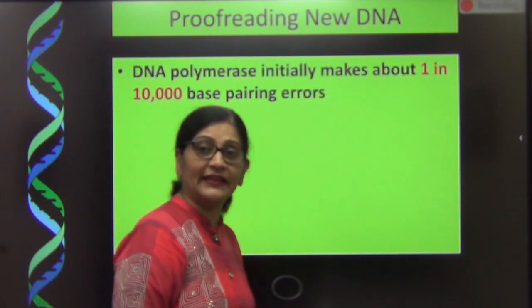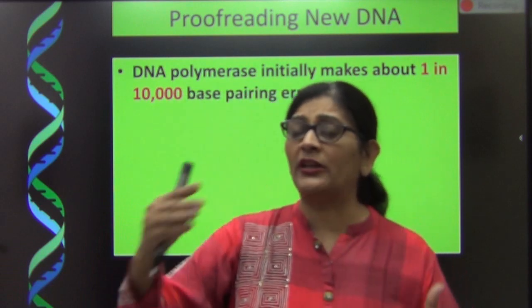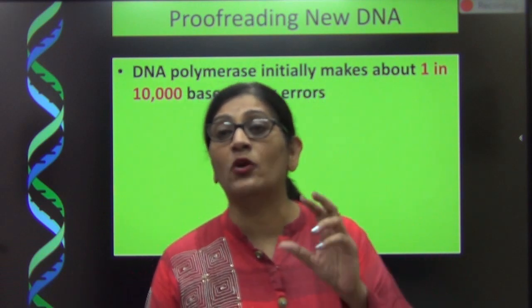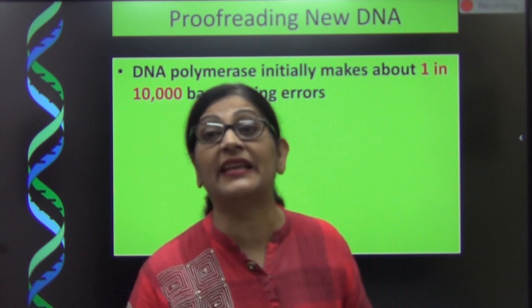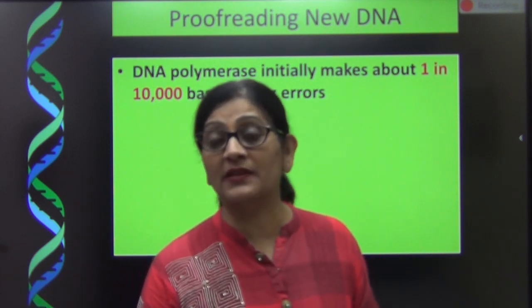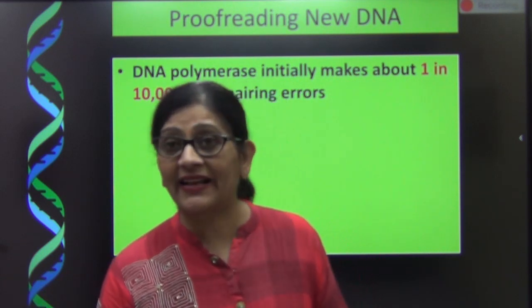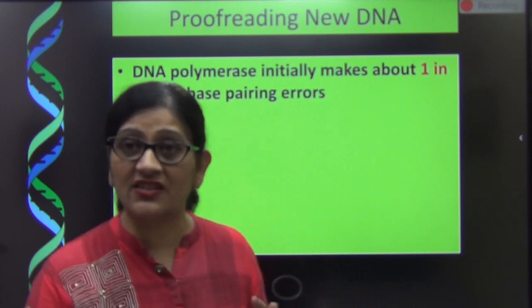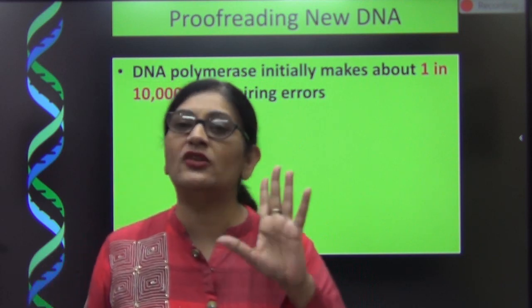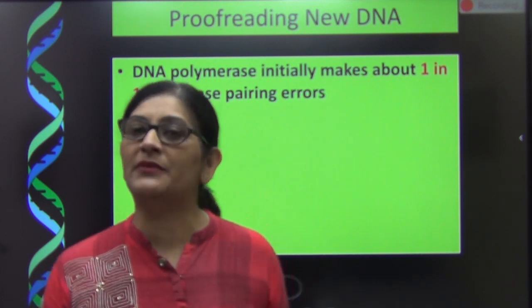Now I told you that in DNA, the polymerization is at a very high speed, approximately 2000 nucleotides per second. Now that's too fast. I said that they do it with a lot of accuracy, but still 1 in 10,000 times they make a mistake.